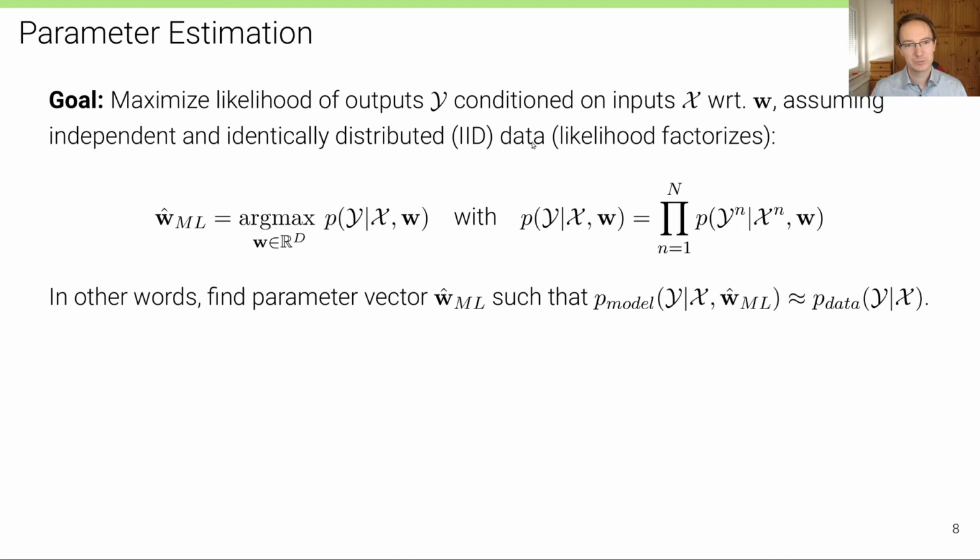Now, because we assumed that the data is IID, the probability over y and x, which here denotes the entire data set, factorizes into the product over the entire data set. Here n is the index that runs over the data set. Capital N is the number of annotated images that we have. And so we have this factorization into the conditional distributions, where y to the power of n and x to the power of n are the nth element in the data set.